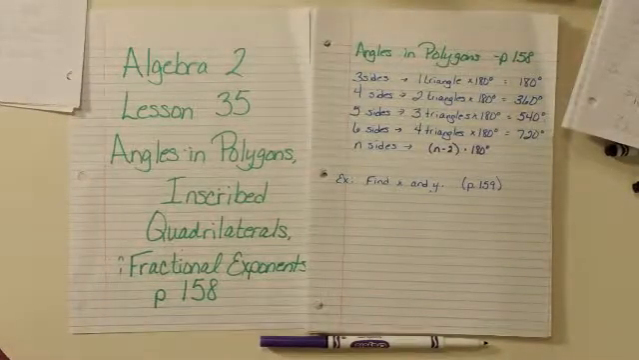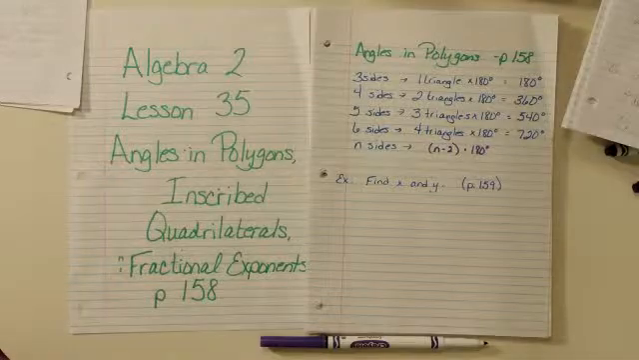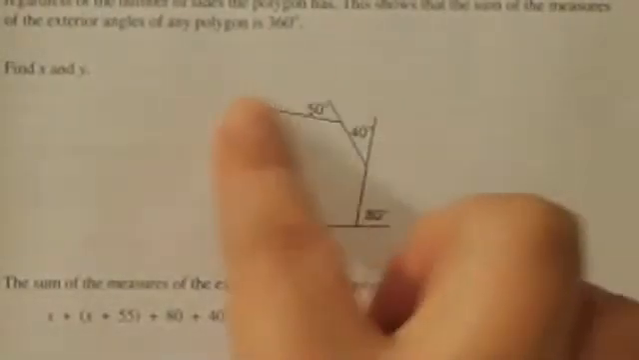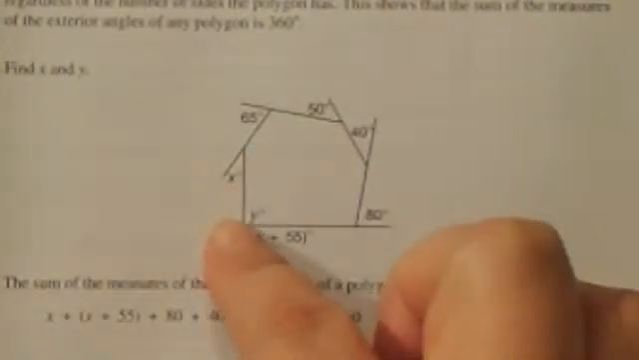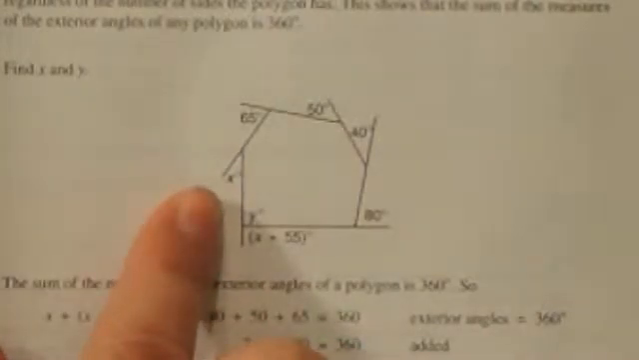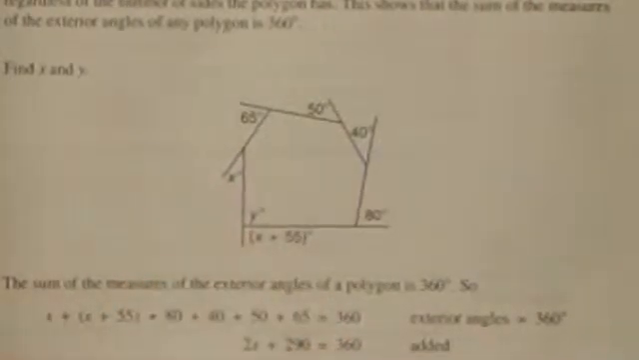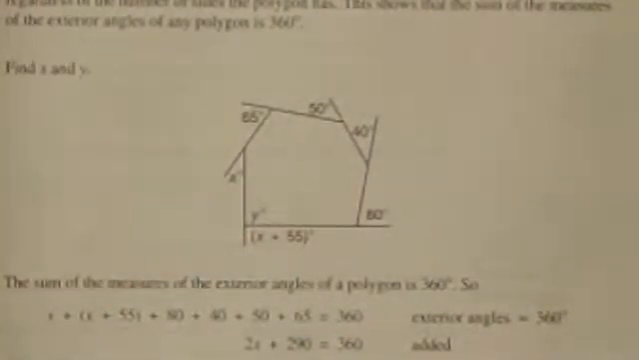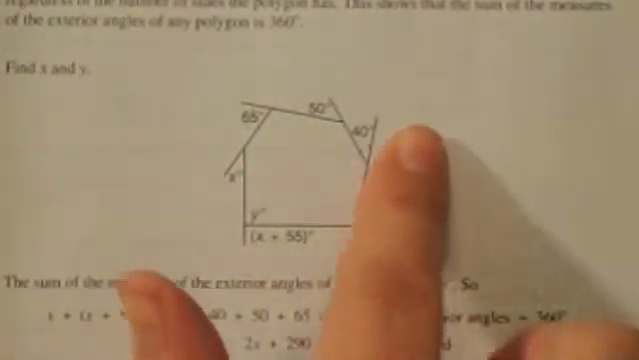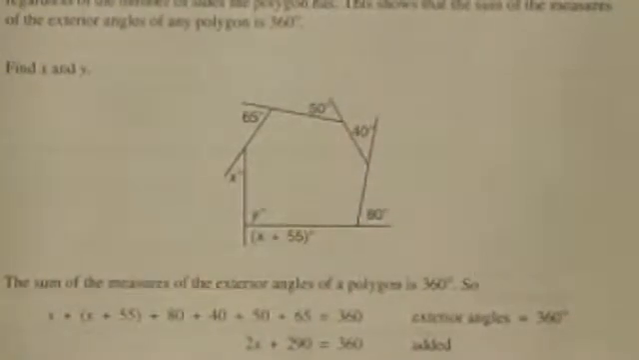Okay, so for our next example, we're going to find x and y. Here we have a hexagon, which has 6 sides, and they would like us to find x and y. X is an exterior angle, and all of the angles that they have given us are exterior angles. So let's start with that.